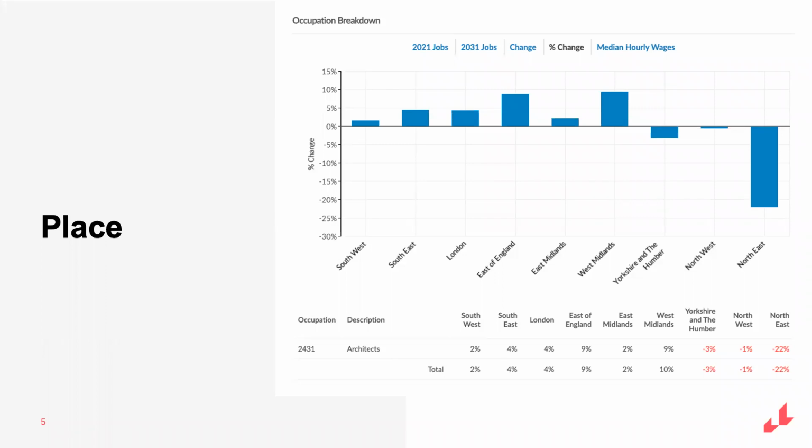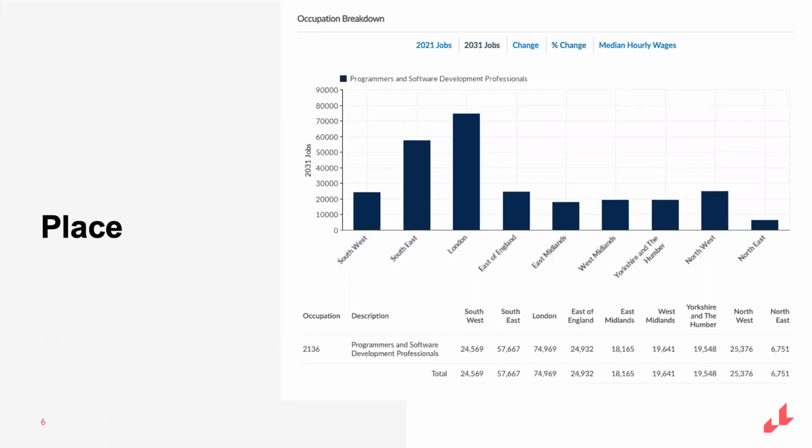This is just looking at one occupation, however. Other occupations could look different. So let's take software and programming folk. Programmers and software development professionals are much more evenly spread around the country compared to architects. London is projected to have just 28% of those jobs in 2031, and here the northern regions are far stronger.